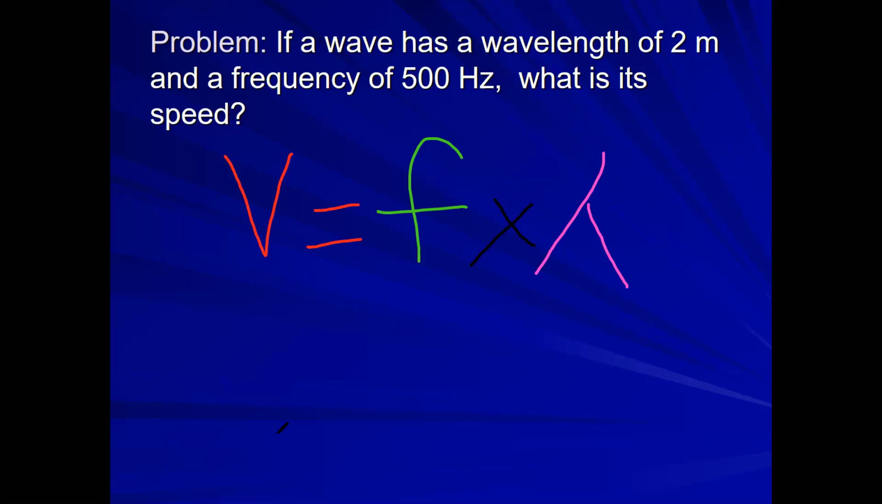Oops, let me fix this. I'm using my finger on my screen, guys. So I'm trying to. Here's frequency, 500. So that would go right here. And then your wavelength is 2. So that would just go right here. So it would just be 2 times 500. That's all we would have to do. 1,000, right? That is correct.